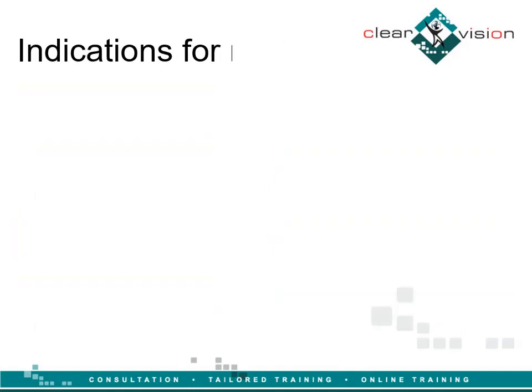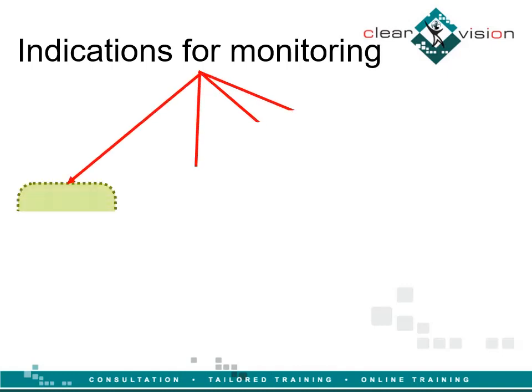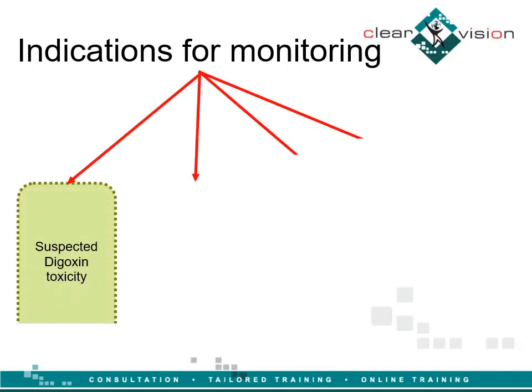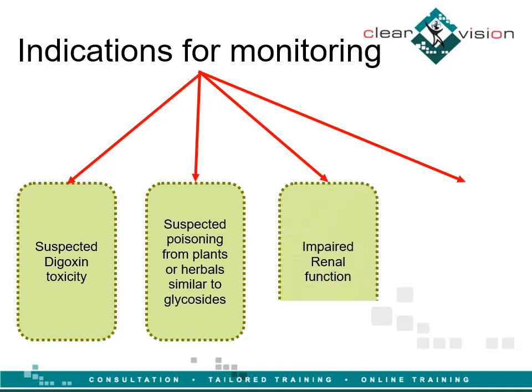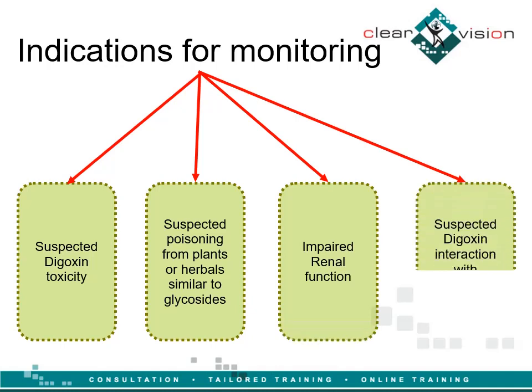The primary indications for digoxin monitoring might include suspected digoxin toxicity, suspected poisoning from ingestion of plants or herbal medications that contain structurally similar glycosides, impaired renal function, and suspected interaction with drugs or herbals.